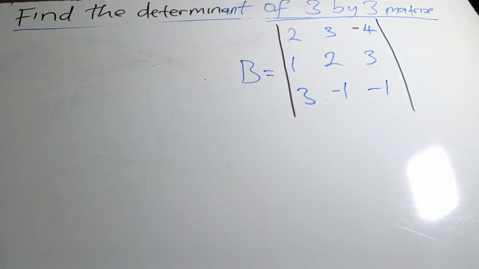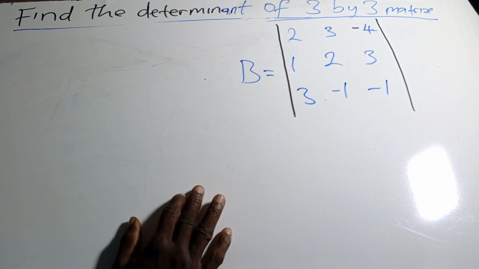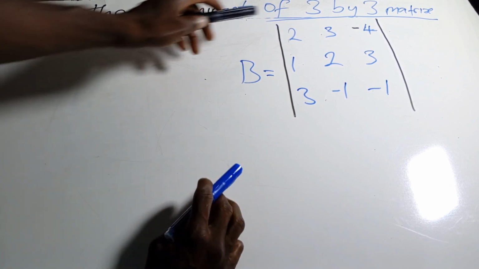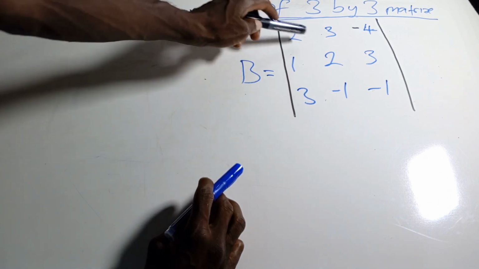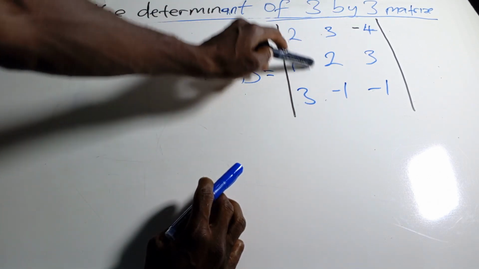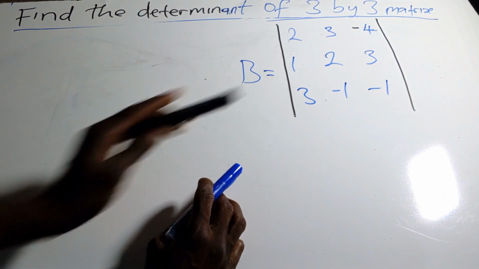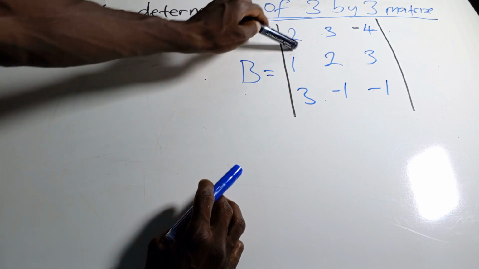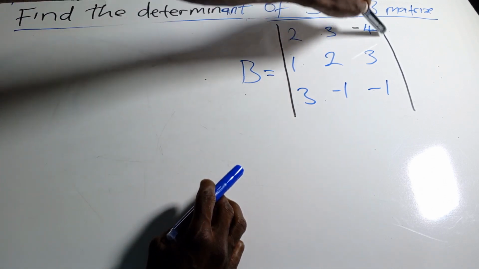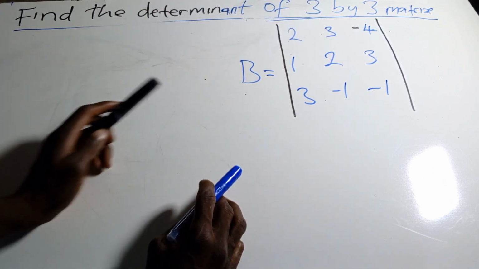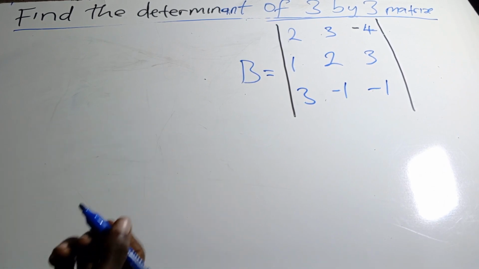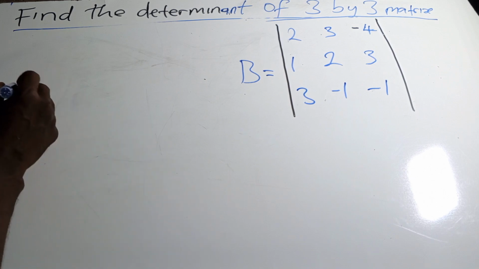Hello viewers, in this video we're going to learn how to calculate the determinant of a 3 by 3 matrix. To calculate it, we're going to use either the first row or the first column of this matrix to expand the bracket. But here we are going to use the first row, the first 3 numbers in the matrix, to expand the bracket. That is, for you to find the determinant, it's all about expansion.